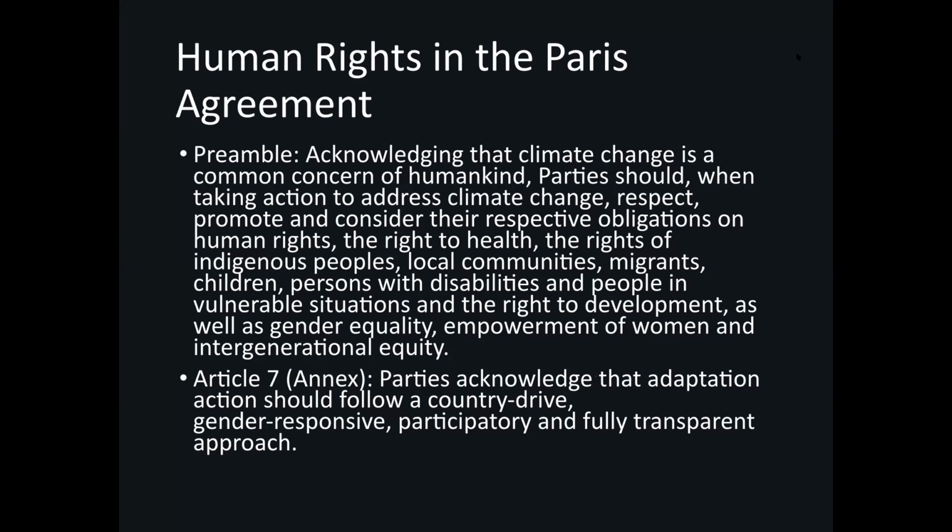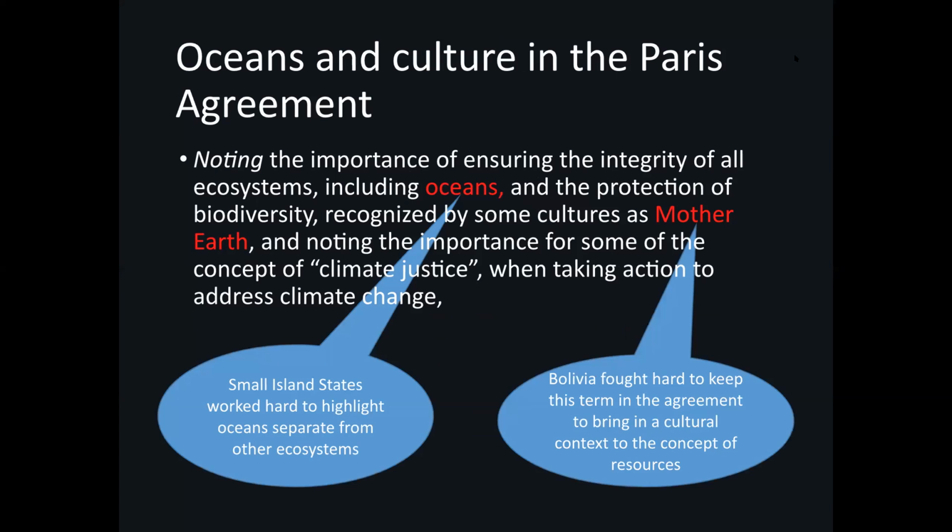Okay, so let's go on to the next one. I think we only have one or two more slides, and then we need to go into our breakout rooms. So as Sarah G was mentioning, one of the other things that pops up in the Paris Agreement, which is really important in the preamble, is the issue of oceans. And oceans only appear in this agreement, in this one area, and that's in the preamble.